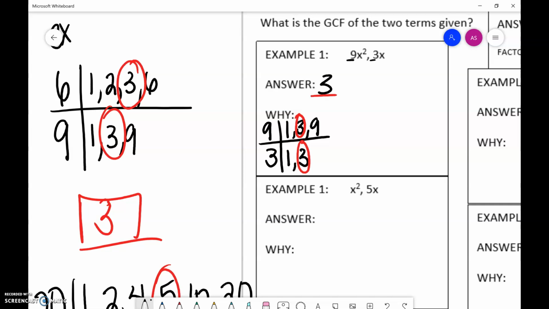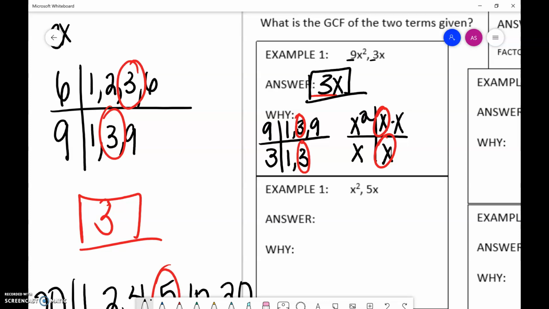Now, same thing with the x's. We have x squared and we have x. Now, some of you may get it to the point where you don't need to really look at it separately, but some of you may need to break it down, and that's okay. So x squared would be x times x. And then x would just be x. I have 1x that I can pull from each of them. So that's going to be 3x as my answer.